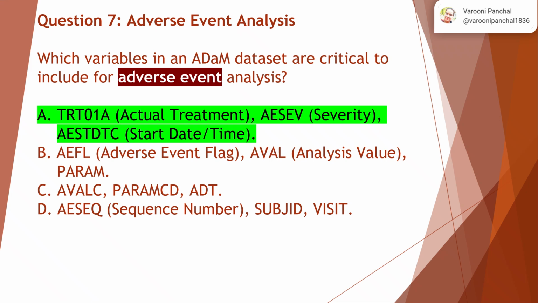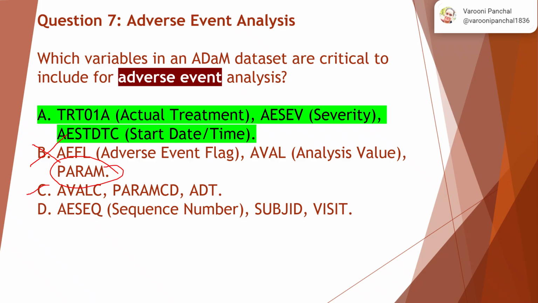Question 7. Adverse event analysis. Which variables in an ADaM dataset are critical to include for adverse event analysis? So option B says adverse event flag, analysis value and param. Well, especially in the adverse event ADaM dataset, I don't think you will find any variable called param. So that is not the right answer.